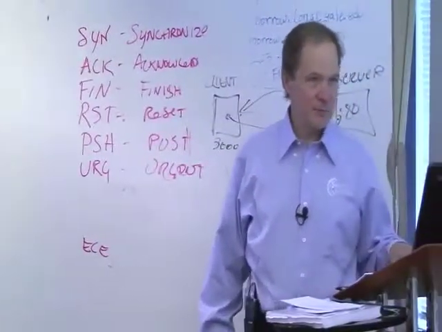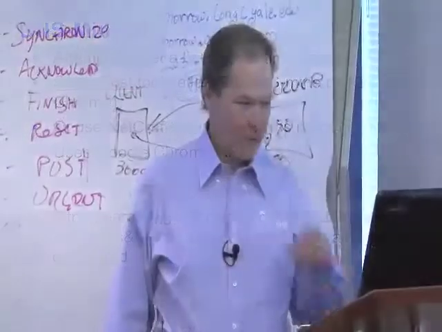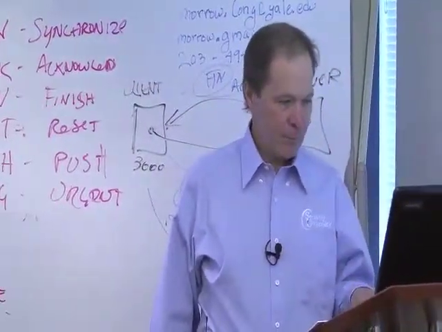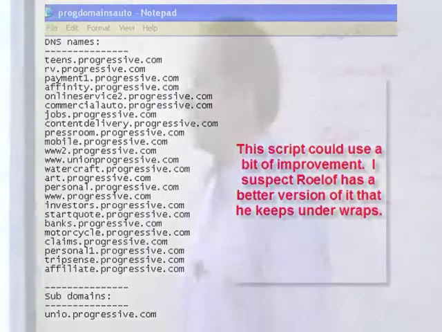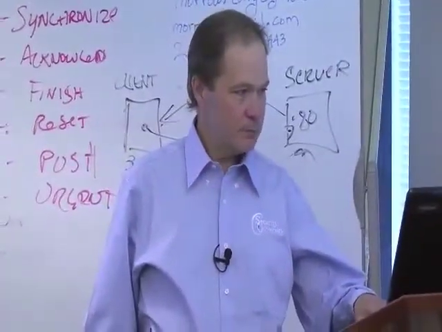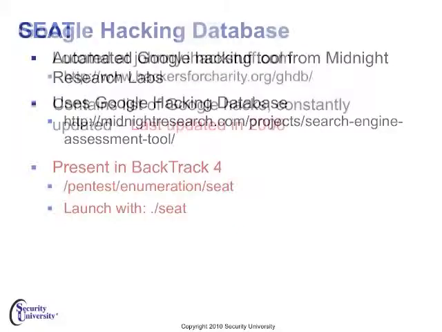Chromium is Google's what? Their browser, Chrome. This is a Perl script you can use to get a list of domain names, right? It uses the Google Chrome API, which means it typically runs in the browser. What is Netcraft again? Netcraft is a site where they keep track of what web servers people are running. So I've gone through, I ran the script, I got a whole list of domain names and subdomain names. What's Seat? Seat's another Google hacking tool, right? It uses the Google Hacking Database, and it's present on your Backtrack 4.